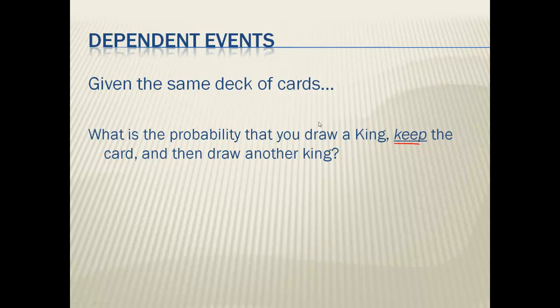Now, how many draws do we have? There are 1, 2 draws, which means there are multiple draws, which means we multiply. Okay, so what's the probability we draw a king? There are 4 kings in a deck of cards out of 52 cards.